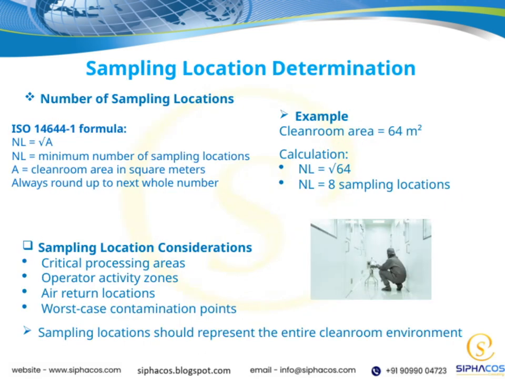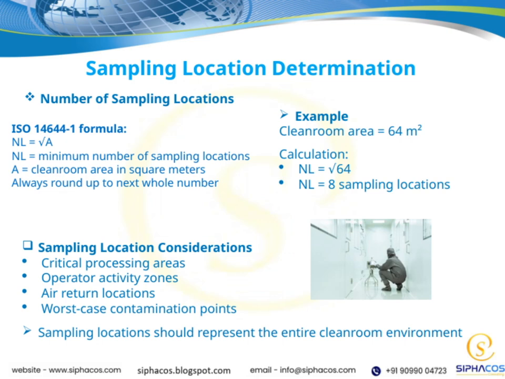Let's walk through an example to see how we determine sampling locations in a cleanroom. Suppose the cleanroom area is 64 square meters. To figure out the minimum number of sampling points needed, we use a simple calculation. Take the square root of the area. So, in this case, the square root of 64 is 8. That means we need at least 8 sampling locations to properly cover the space.